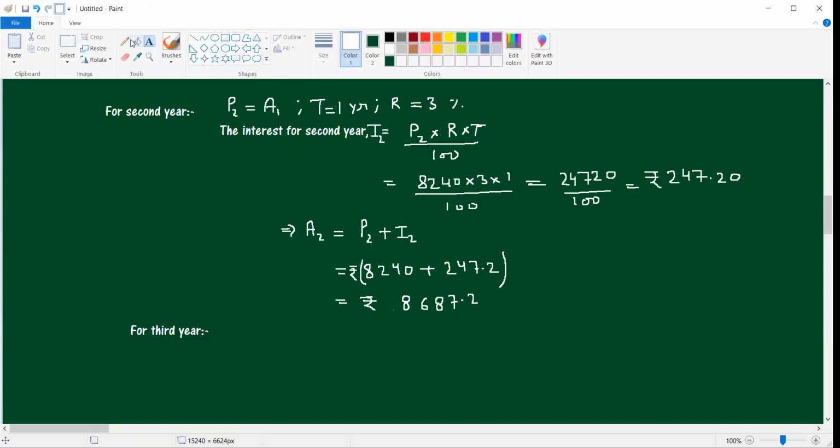So for third year, P3 will be equal to A2 and I3 will be equal to P3 multiplied by R% into 1 year divided by 100. So I3 will be this. Now, you have to find the amount at the end of third year. So just add P3 and I3. You will get the answer.